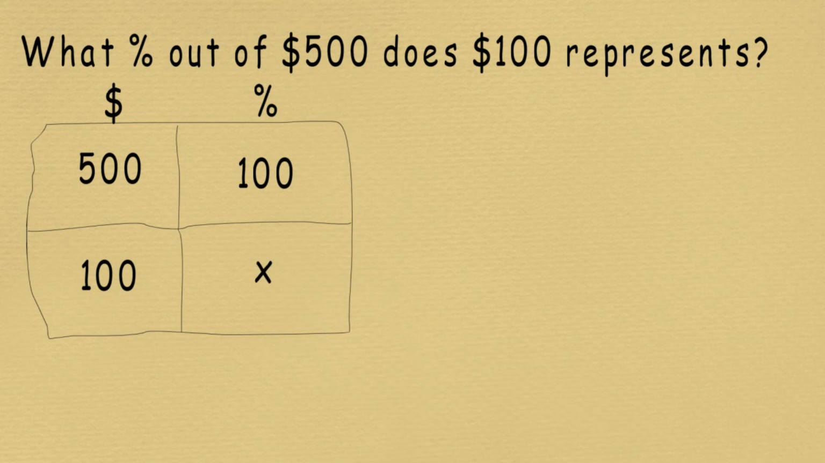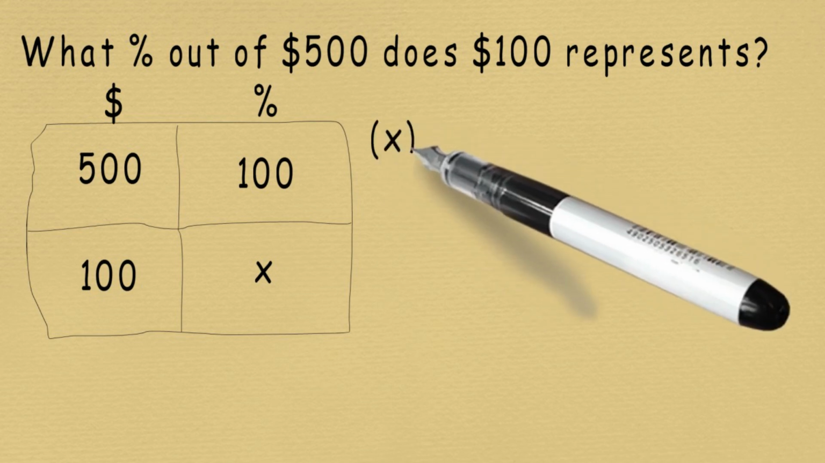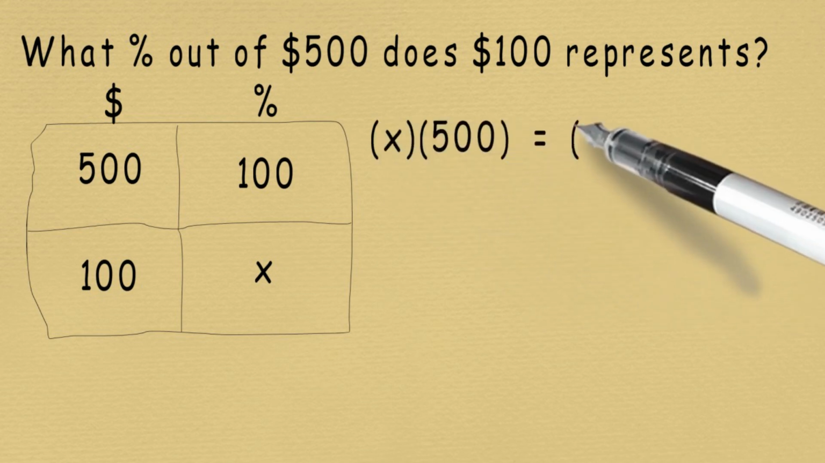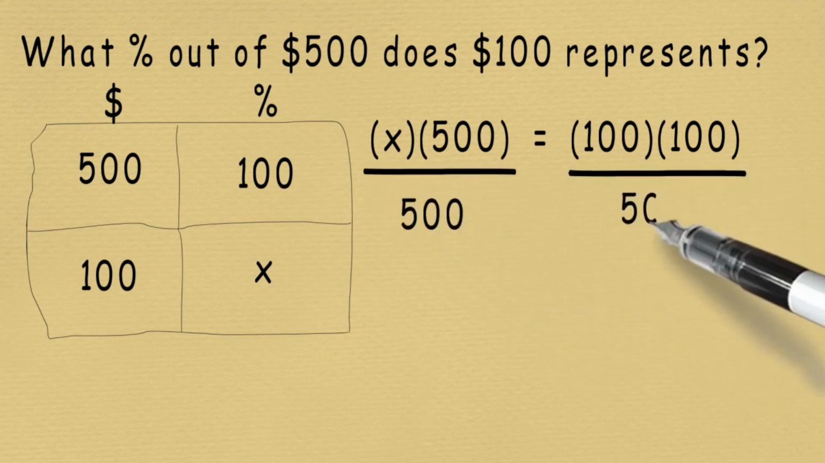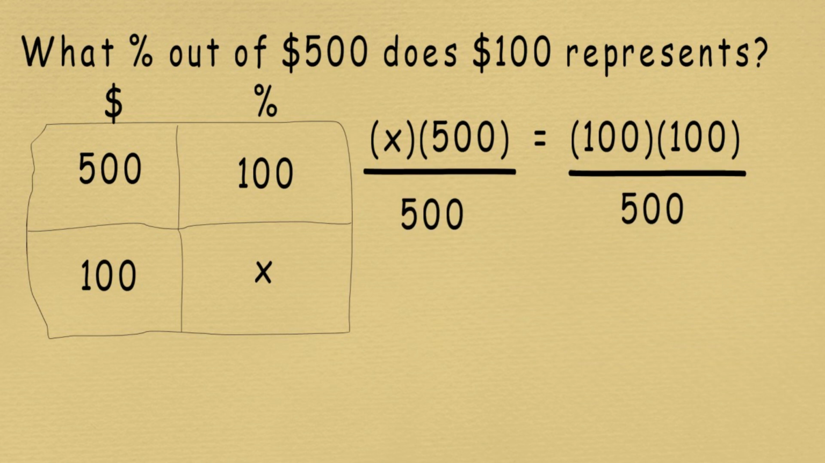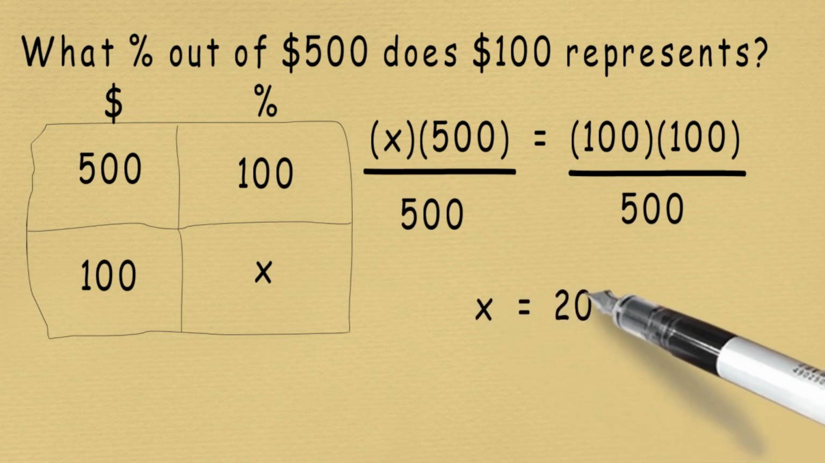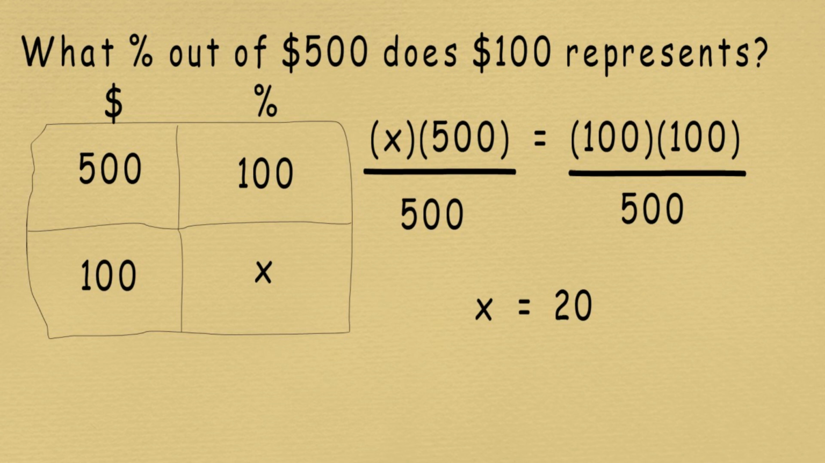And now I'm going to cross multiply these quantities inside the window box. I'm going to set them equal to each other, and I solve for X. So I'm going to have X times 500 equals 100 times 100. So I divide both sides of the equation by 500, so I can have the X by itself, and I find that X is equal to 20%. So what that means is that $100 corresponds to 20% out of $500.